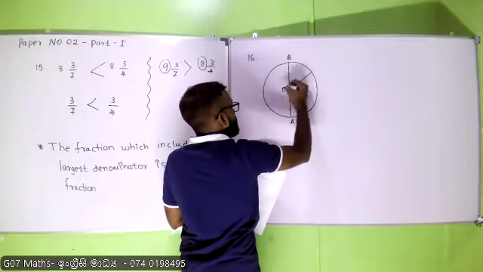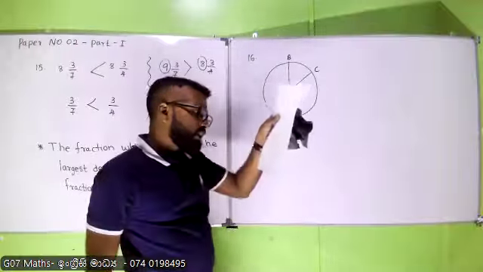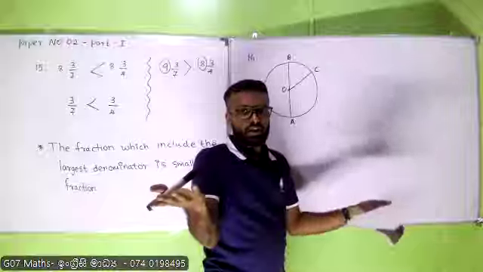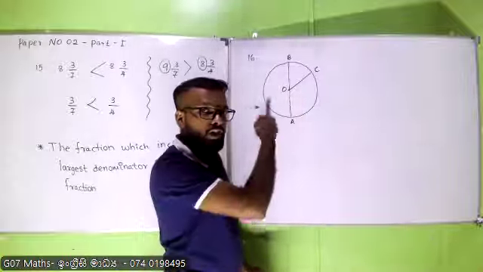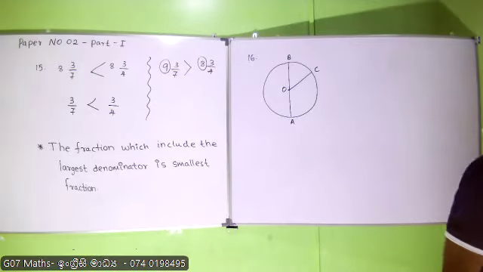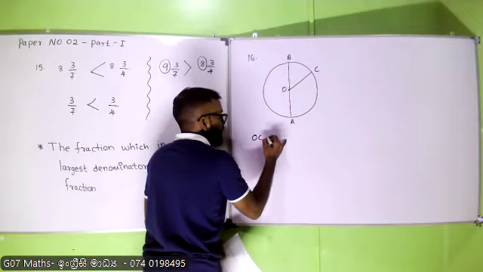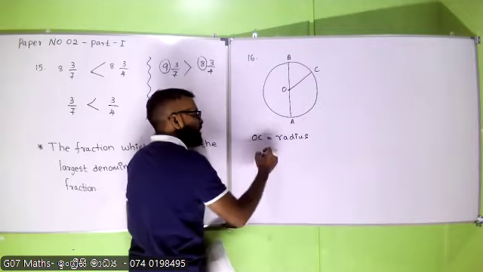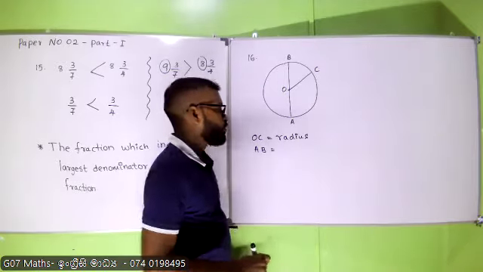AB, OC. O is the center of the circle. Write down the names of OC and AB. What is it? What is OC called? OC is the radius of AB. OC equals radius. What is AB then called? Diameter. Yes, diameter. Super.